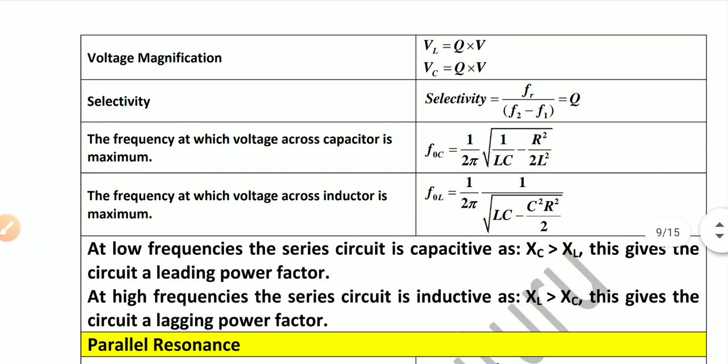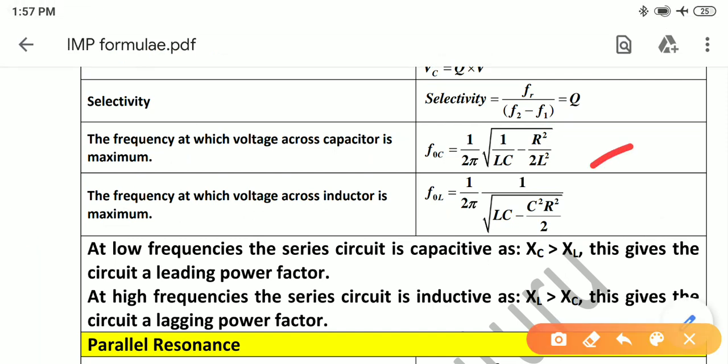Next, the frequency at which the voltage across the capacitor is maximum. This is FOC, equal to 1 by 2 pi root over (1 by LC minus R square by 2L square). Similarly, the frequency at which the voltage across the inductor is maximum is FOL, that is 1 by 2 pi into 1 by root over (LC minus C square R square by 2).